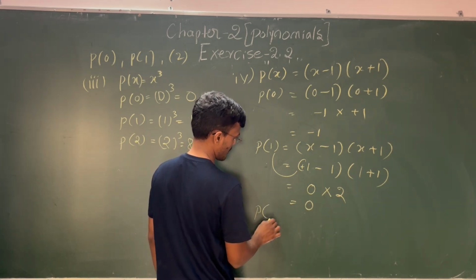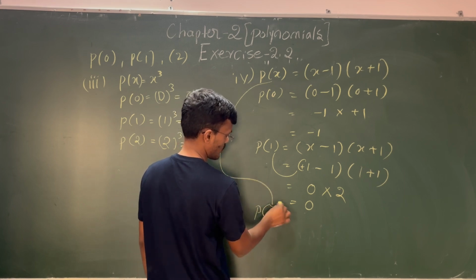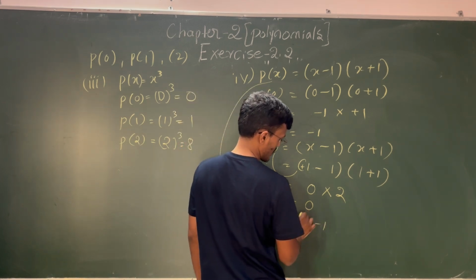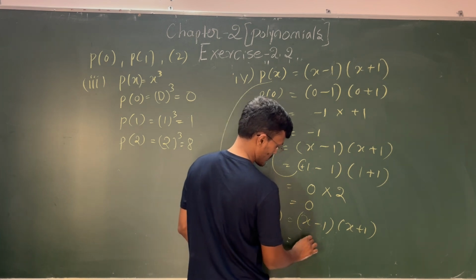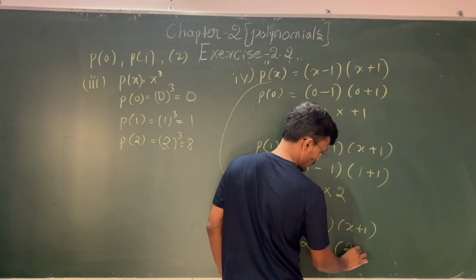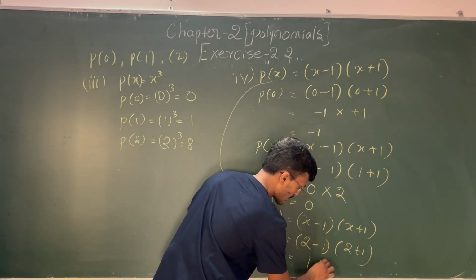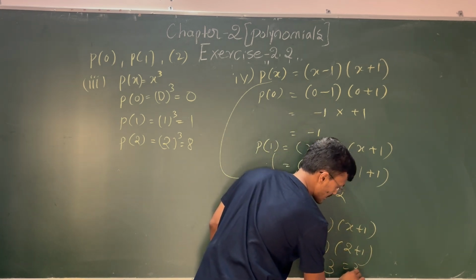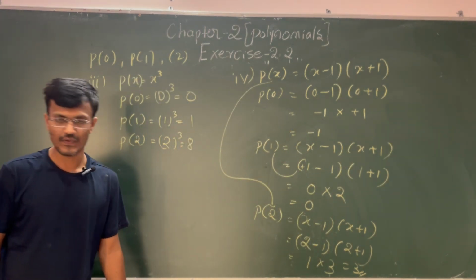So P2. x means here there is a 2: x minus 1, x plus 1. Here 2 minus 1, 2 plus 1. So 2 minus 1 is 1, into 3. So the answer is 3. So now this is the answer.